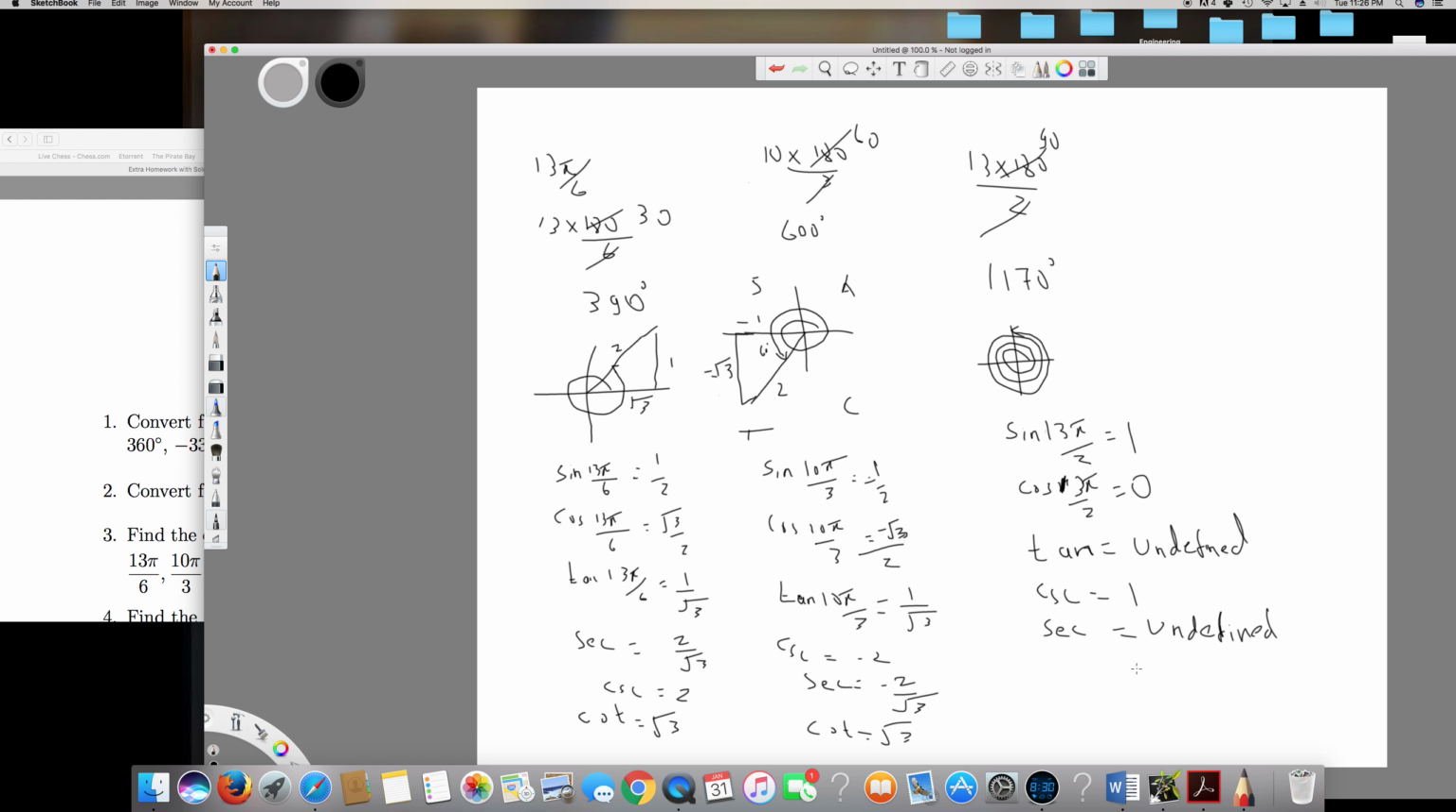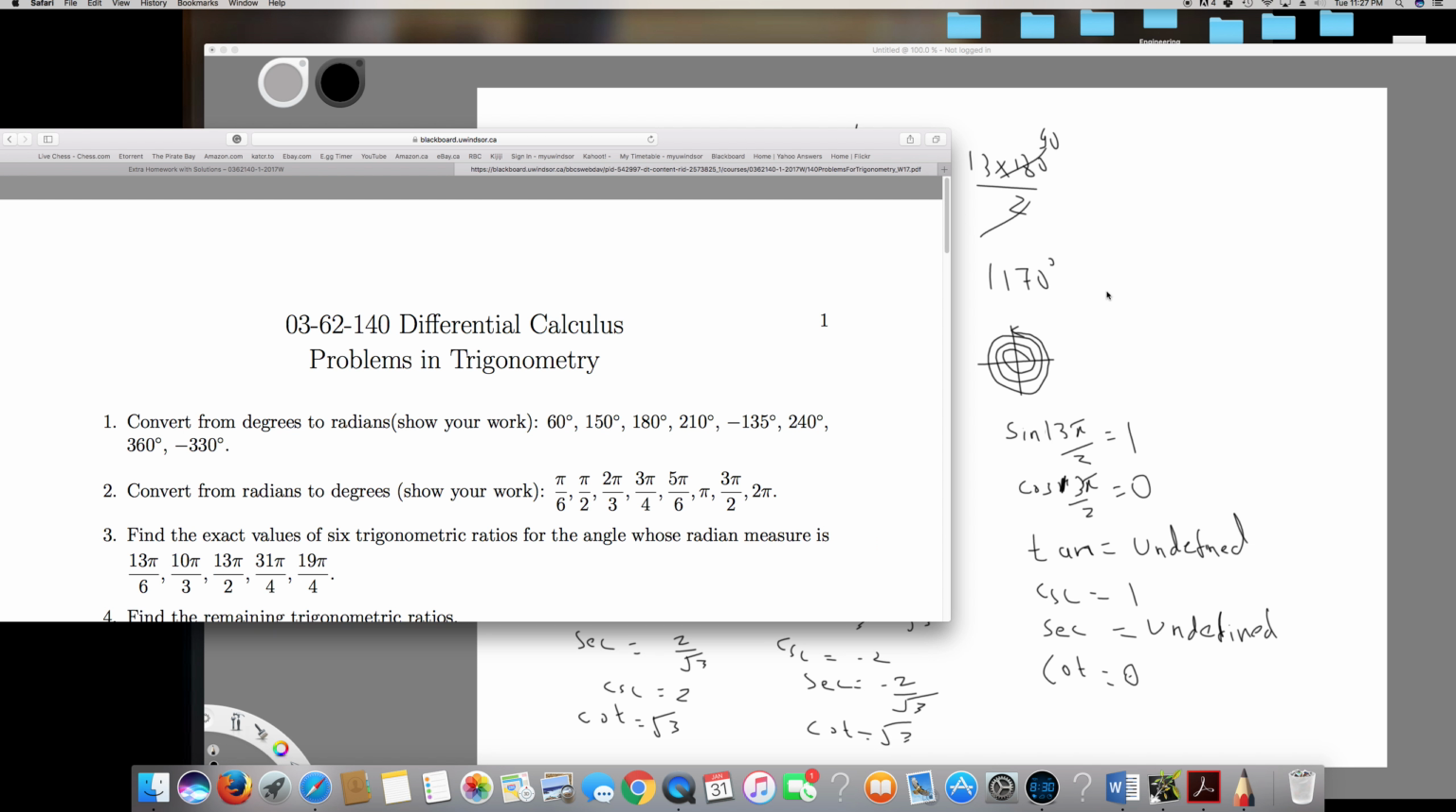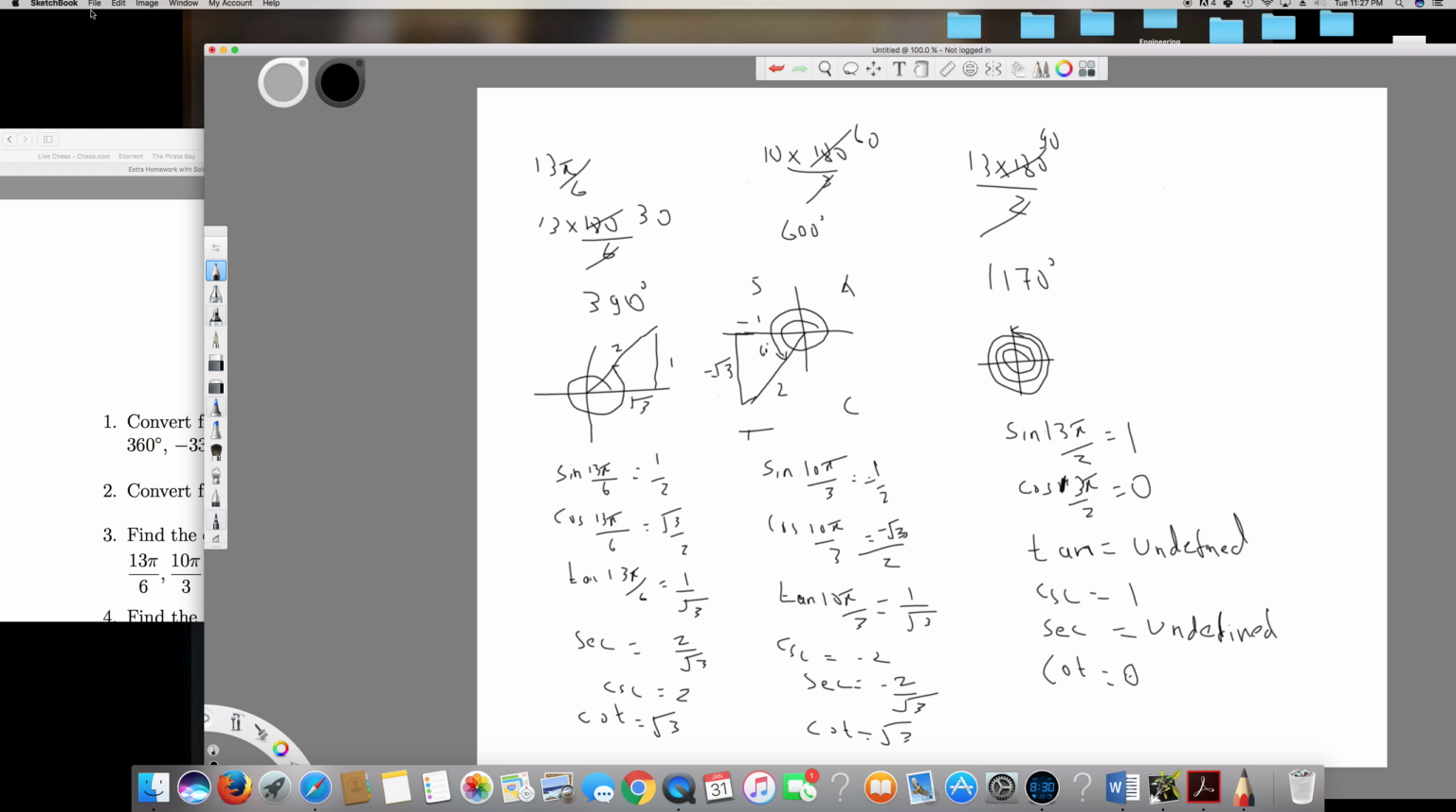Undefined again. And in this case cot is going to be equal to 0 over 1, 0. When you divide 0 by any number, it's going to be 0, right? That's how it works. Let's move to the next question.